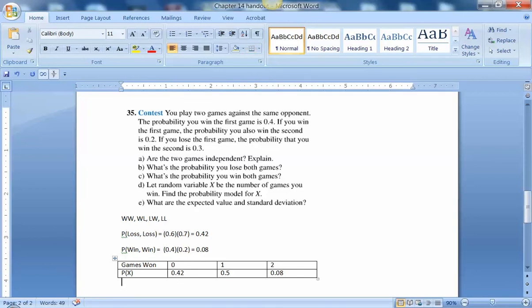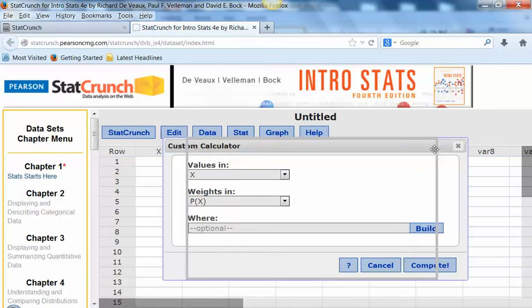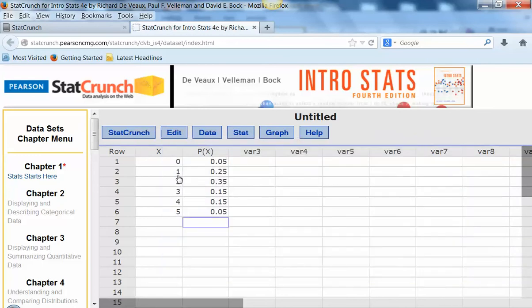And again, in StatCrunch, I can just go ahead and put my numbers in here. What do I have? 0, 1, 2, so I don't need these here. I can get rid of these other columns, and I'm just going to go ahead and put the x's and the probability of x back in just like we did before. So probability of no games here, this is 0.42, and this one was 0.5, and this one was 0.08, and then I'm going to go ahead and erase these because I don't need these anymore.